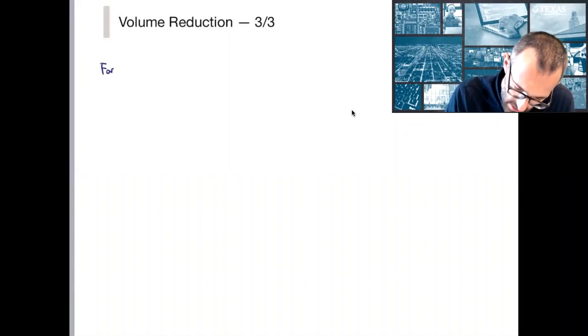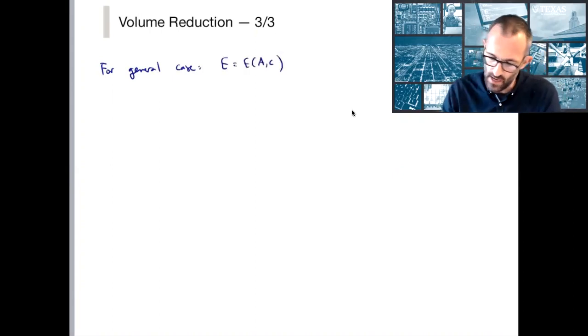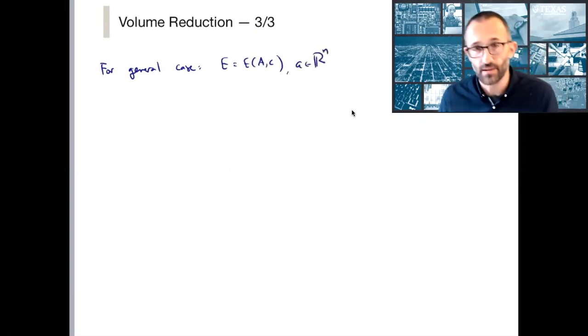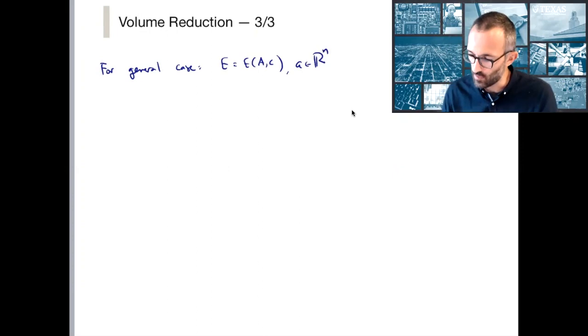itself. So for the general case, we have E is any ellipsoid, and A is any vector. Again, what is A? Our algorithm checks whether C is in a polytope. If not, we return A as the normal of the violated inequality.